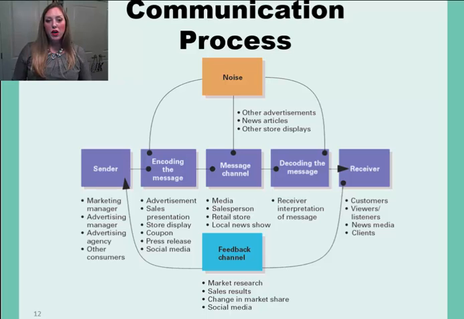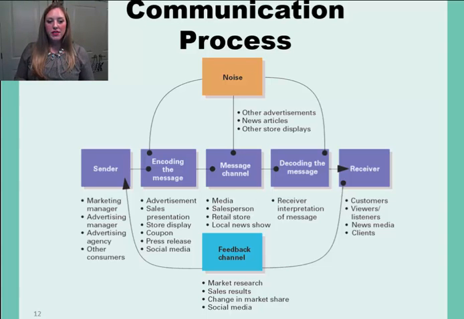So the communication process looks something like this. Marketing communication is, again, a two-way process, and this slide demonstrates how something is communicated from the sender to the receiver and back and forth. Okay, the feedback channel and how noise interferes. So the sender originates the message. Encoding is the conversion of the sender's ideas and thoughts into the message, usually using words or signs.